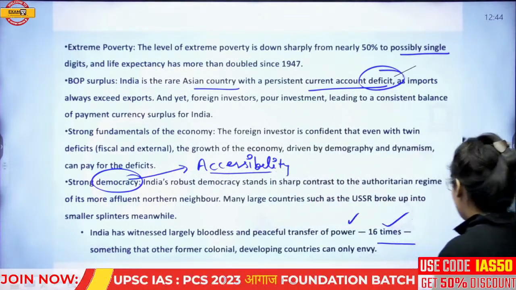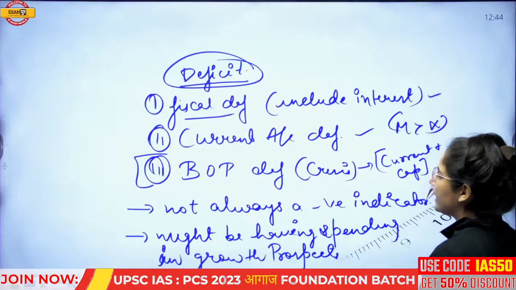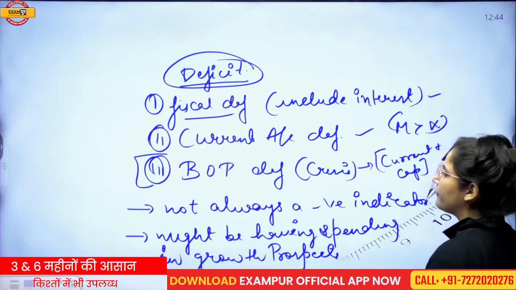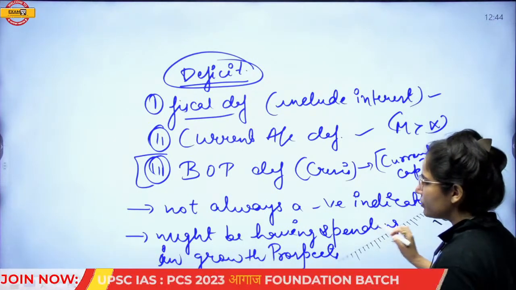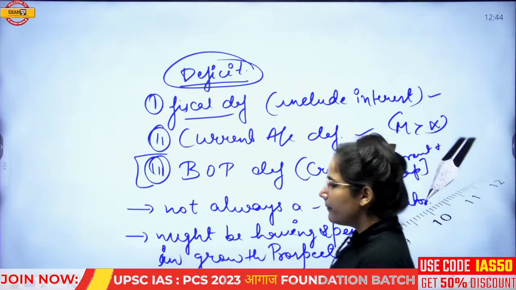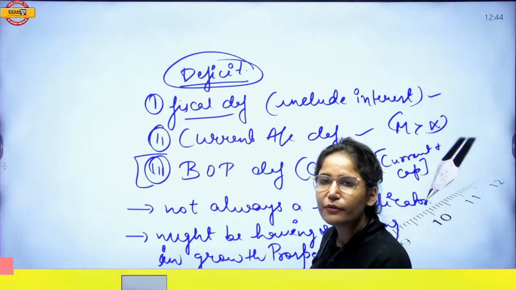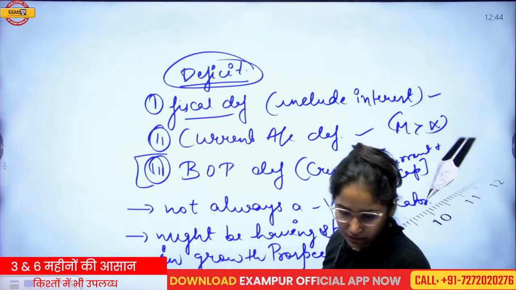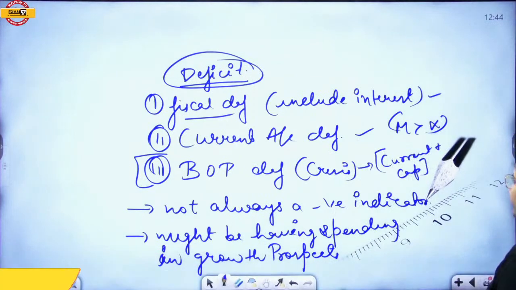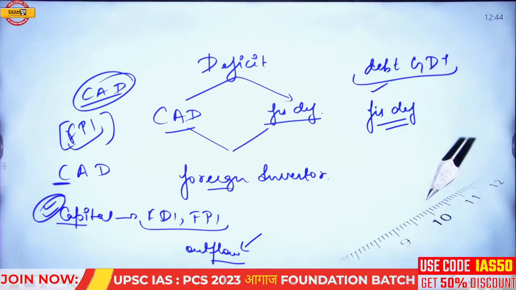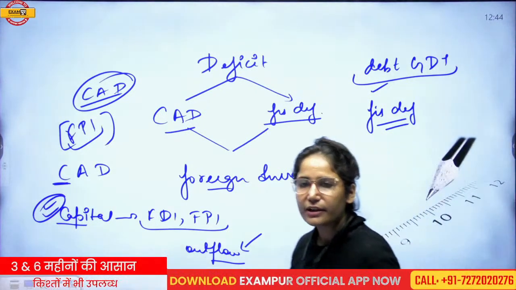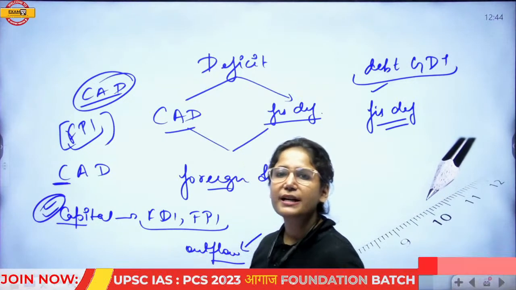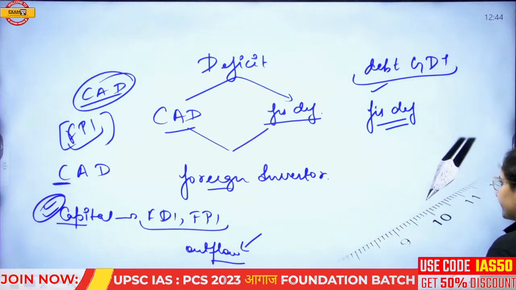Poverty, democracy. Democracy is totally all about accessibility. Then I told you about deficits: fiscal, current, BOP. This is all set, and this is not always a negative indicator, because we might have taken the spending from the perspective of growth. Okay. So the deficit is made up of CAD and the fiscal deficit. Foreign investors are not afraid of making investment in the Indian economy. This could be considered our achievement.